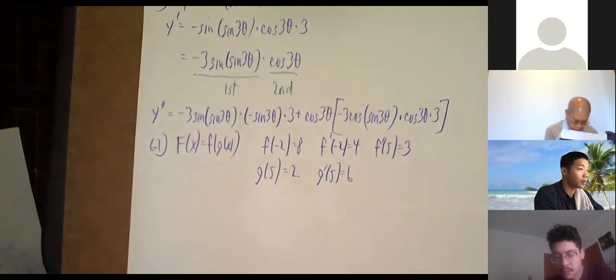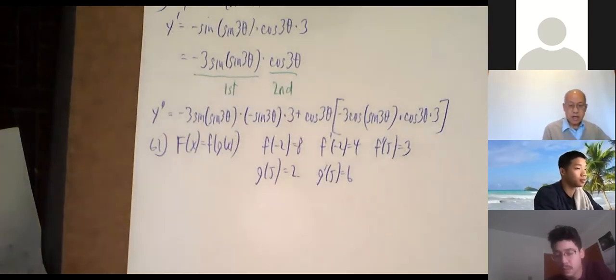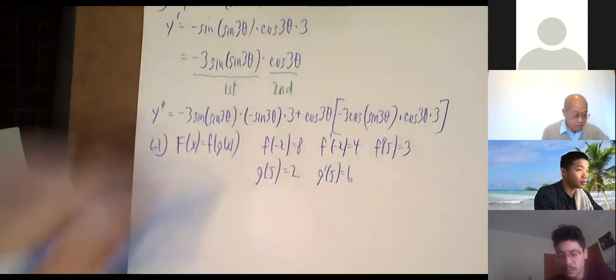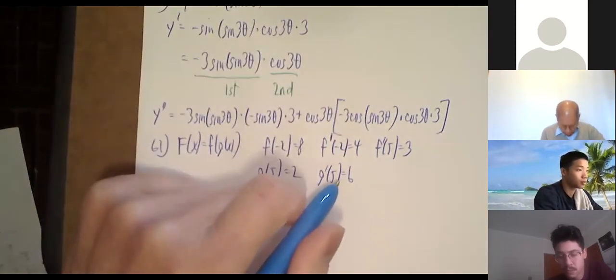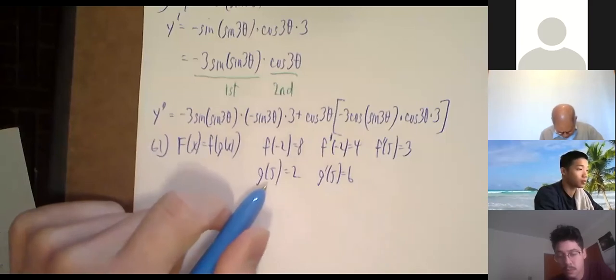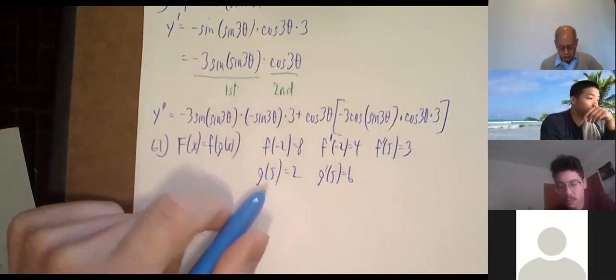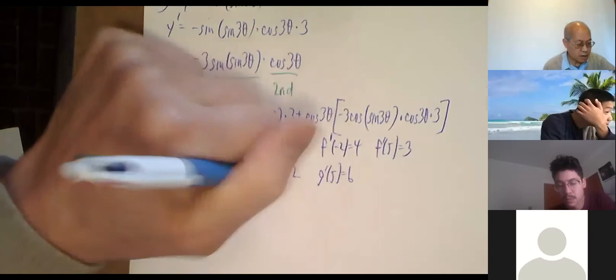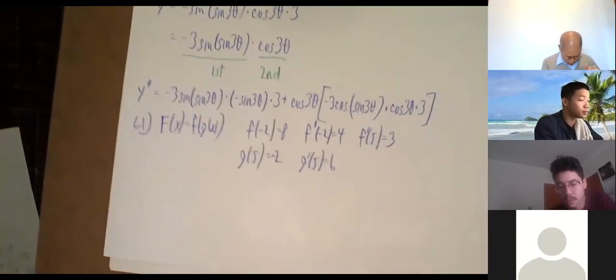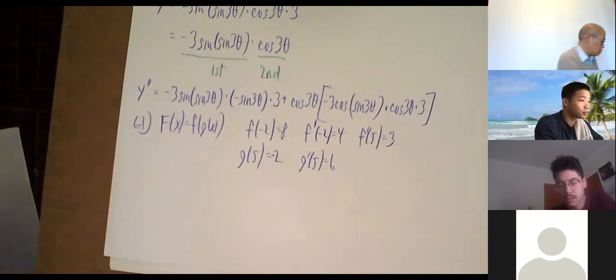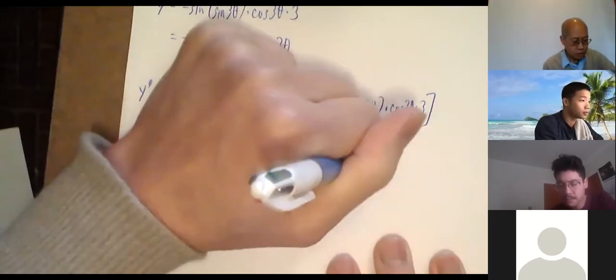Okay, so the first thing I'll do is see if I got it all. F of negative 2 is 8. F prime of negative 2 is 4. F prime of 5 is 3. G of 5 is negative 2, sorry. Negative 2. And G prime of 5 is 6. Okay, find F prime of 5.